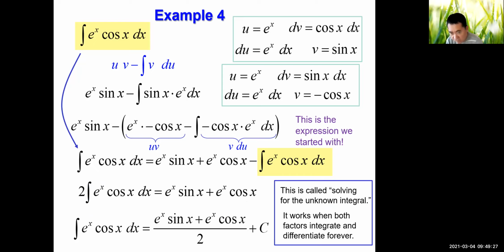This is called solving for the unknown integral. It works when both factors integrate and differentiate forever. This one is a little bit tricky, but if you've done it one more time, you can see it's very standard. Okay.